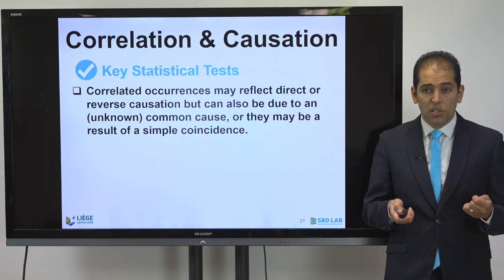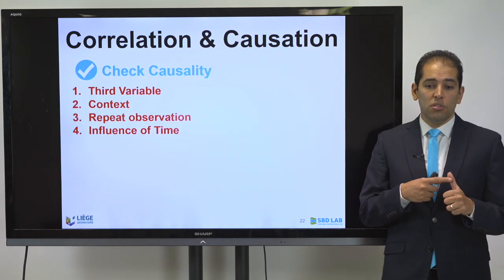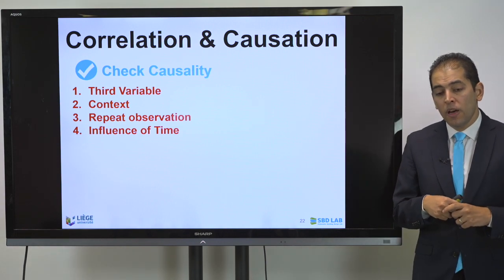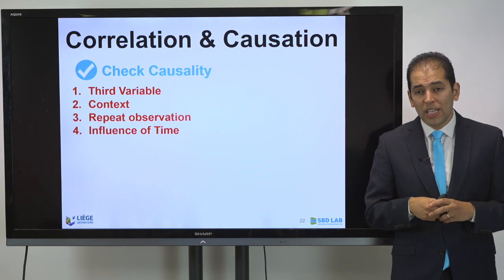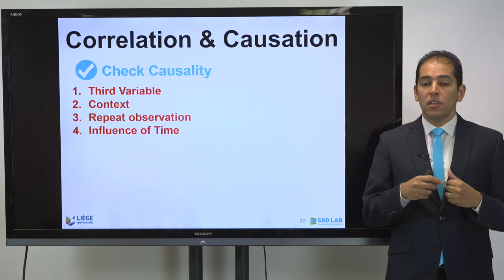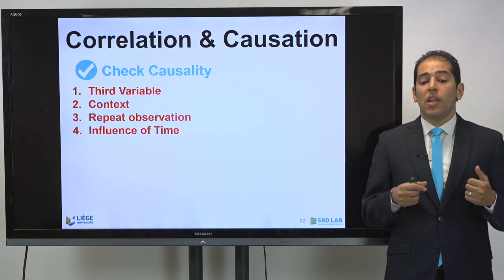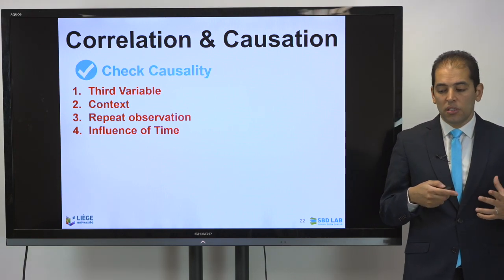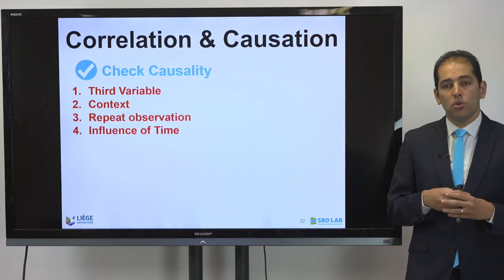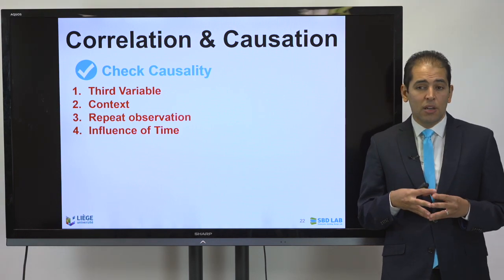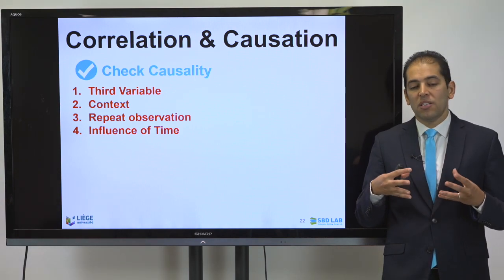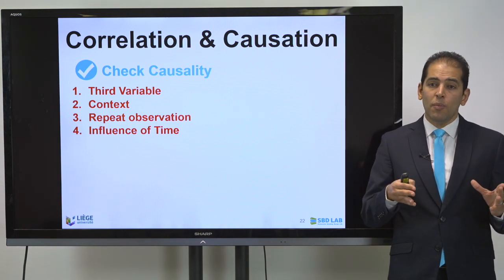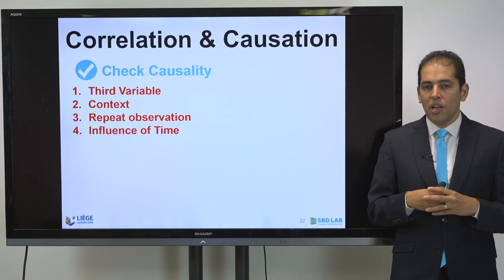And how can we counter this problem? Actually, we can introduce or test a third variable. We can interpret our results in a larger context and with peers. We can repeat our observation and we can also investigate the influence of time. If all these tests and checks for causality succeed, then we can be certain that there is a causation. If not, then we are only stopping our study by claiming that there is a correlation or an association.